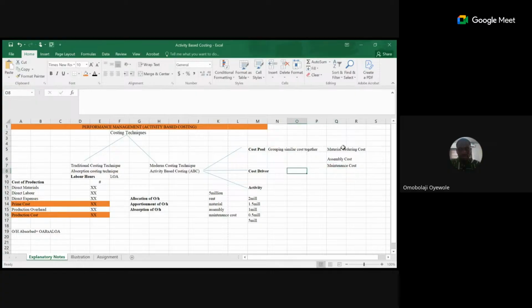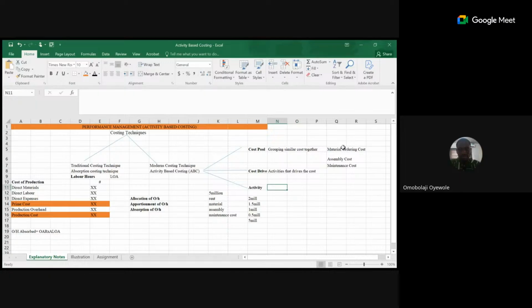Now, the next one is your cost driver. Your cost drivers are activities that drive the cost. Activities are what drive the cost. These are terms under activity-based costing that we must understand. Cost pool, that's the grouping of all the similar costs together.